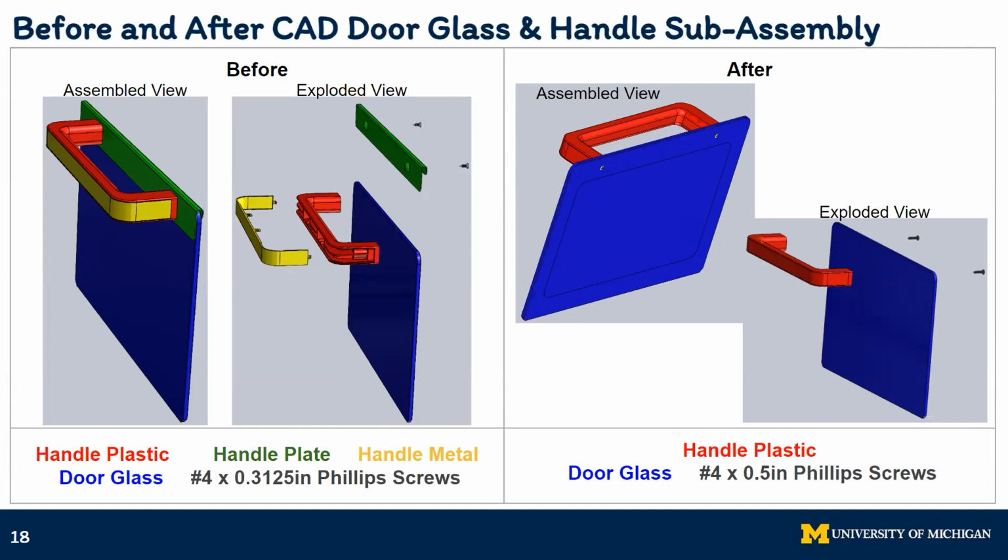Here we show an overall change within the subsystem as a result of our redesign for assembly. We see that the handle is now one piece instead of two, and the handle plate has been completely eliminated, and the handle now attaches directly to the door glass via oblong holes.